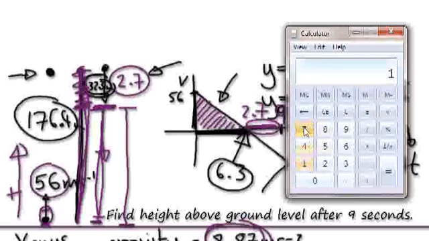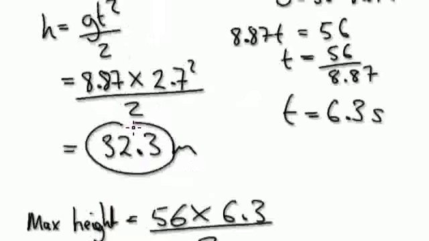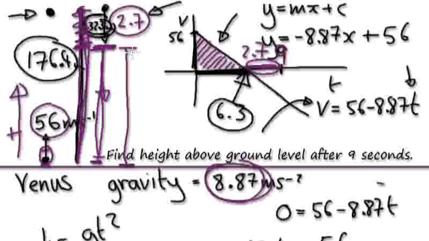So 176.4 minus 32.3. That will give us the actual height at 9 seconds, not the maximum height. So 144.1. So 144.1 is the height after 9 seconds. Okay, so after 9 seconds, this height is 144.1.